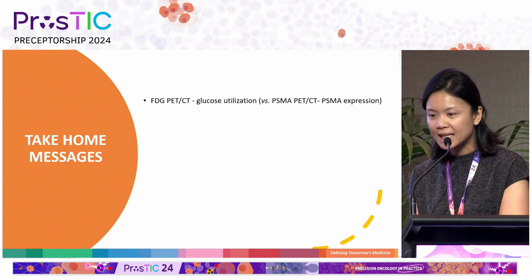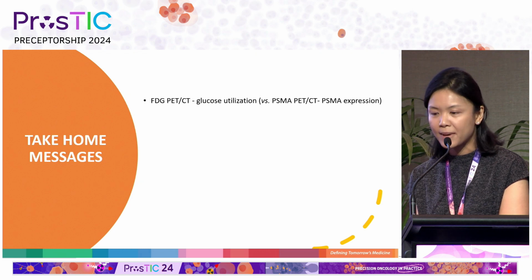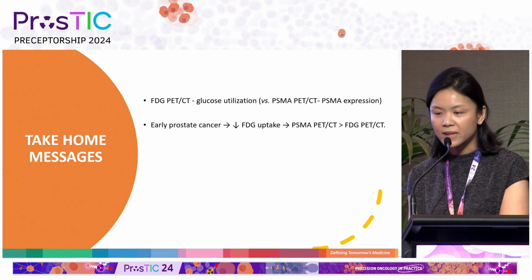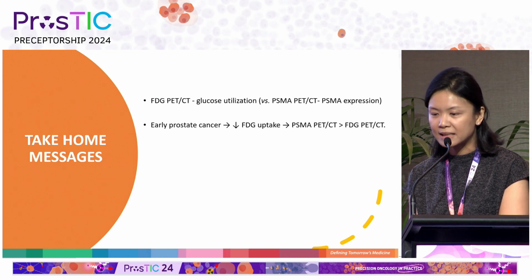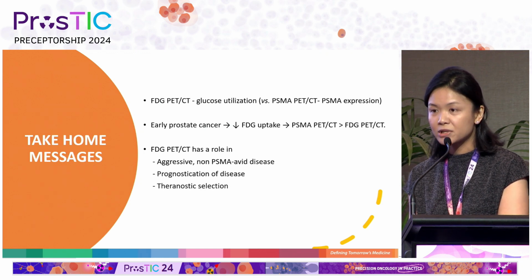Again, very different mechanisms here. FDG PET is looking at glucose utilization, PSMA PET on PSMA expression. So early prostate cancer tends to have a lower FDG uptake, so PSMA PET is better than FDG PET in this clinical setting. But FDG PET does have a role in aggressive non-PSMA avid disease, in prognostication of disease, as well as theranostic selection.